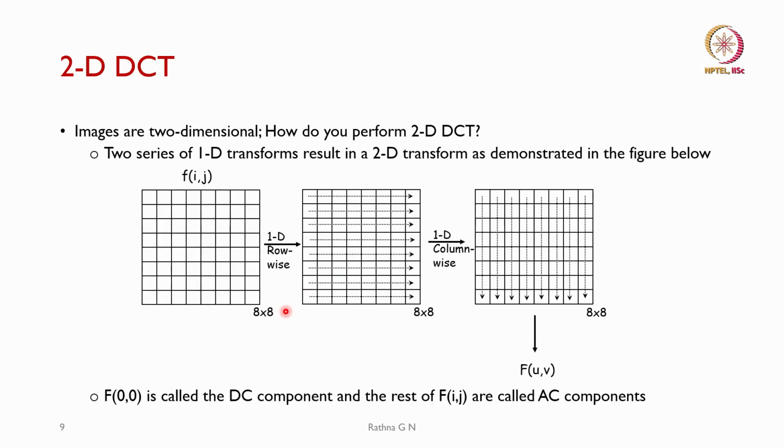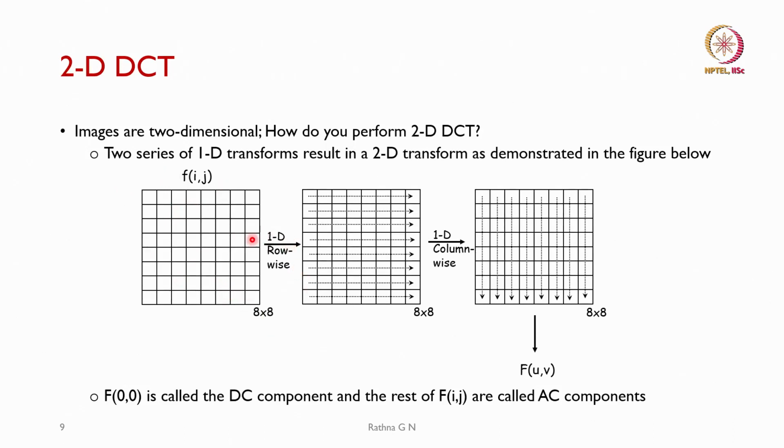Coming to 2D DCT, how are we going to incorporate this, that is, two dimensional? How do you perform 2D DCT? Usually what we prefer is the 1D transform, so how it results in 2D is demonstrated here. F of i comma j is your 2D image with pixel values, and here it has been taken as 8 by 8.